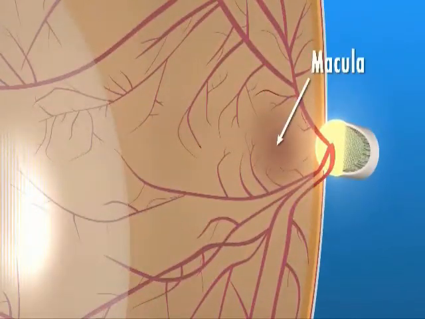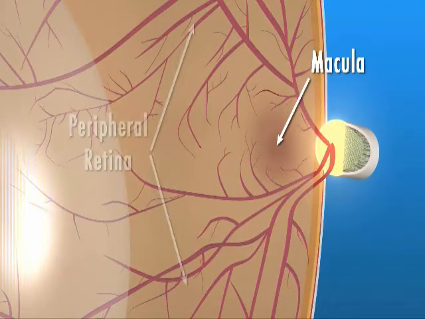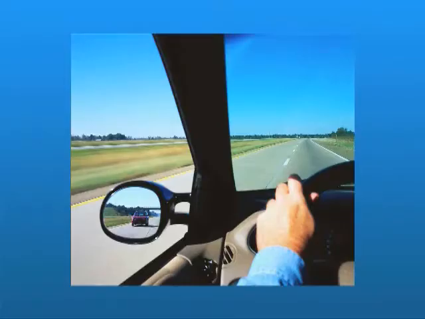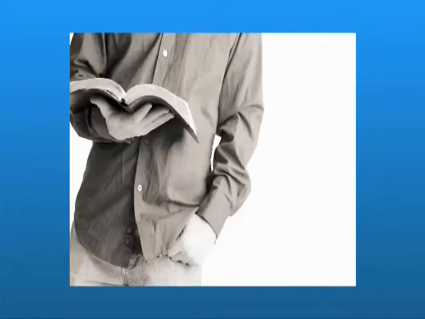The macula is a small area at the center of the retina. The peripheral retina is the large area surrounding the macula. It is the peripheral retina that gives us our side or wide-angle vision. It is the macula that gives us our pinpoint vision and allows us to see details clearly, helping us to do things like drive, read, or recognize a face.